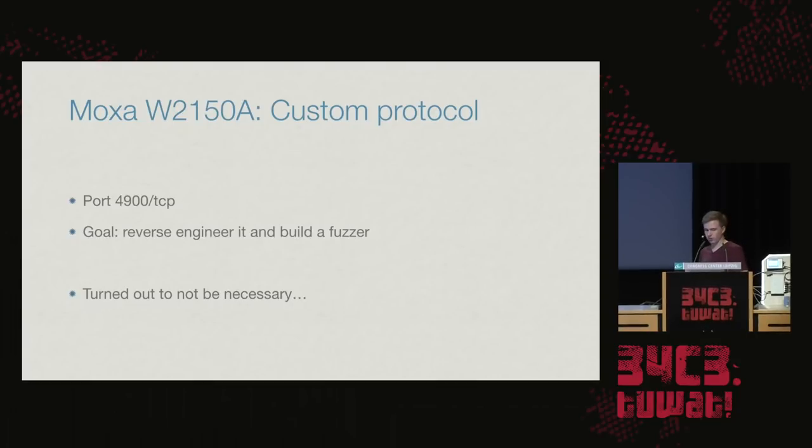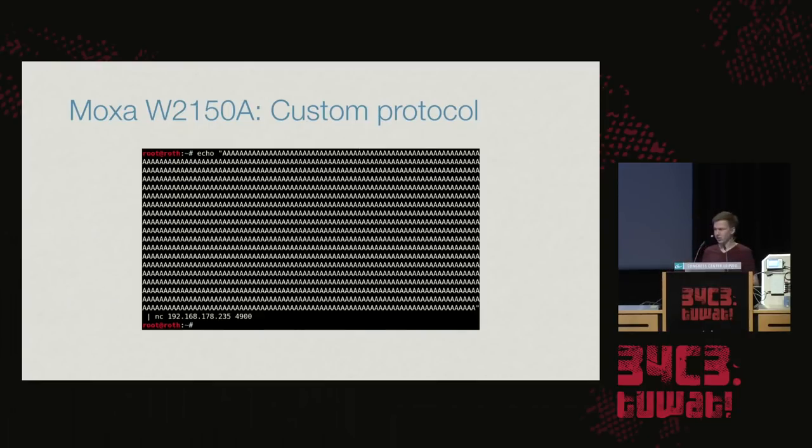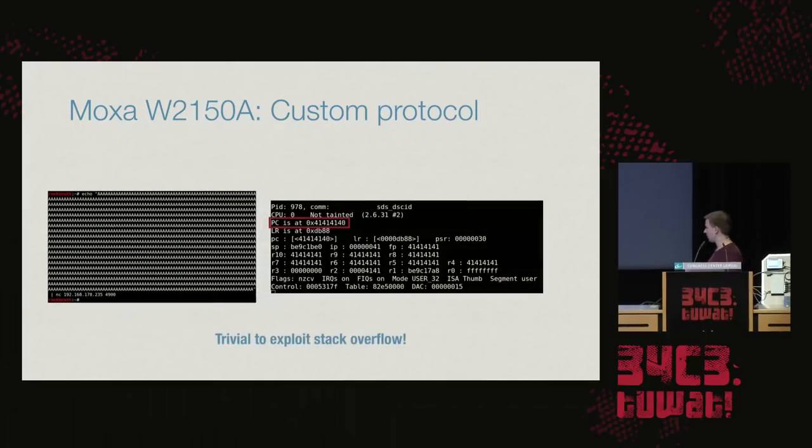That turned out not to be necessary. So during some testing, I just sent a lot of bytes onto this thing and enabled crash debugging via the serial console. And sure enough, it crashed and put my program counter right to 41414141. Wonderful. Thank you, Moxa.